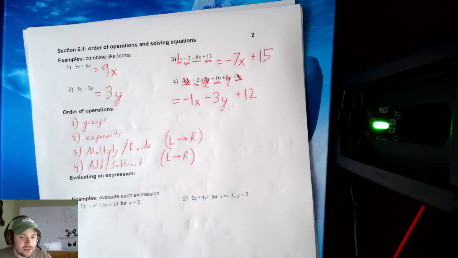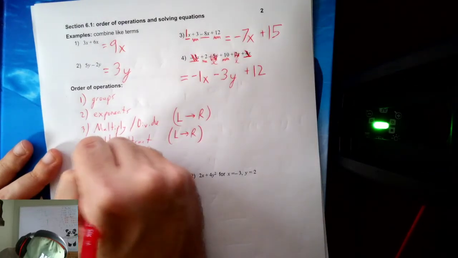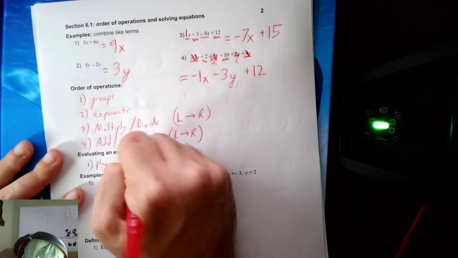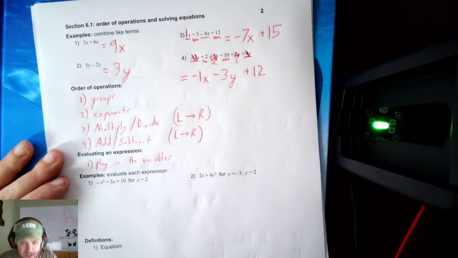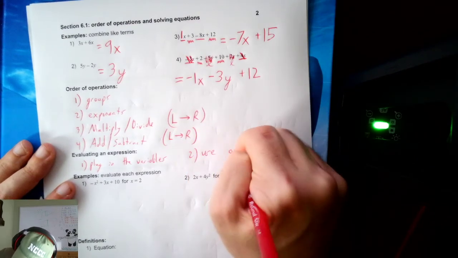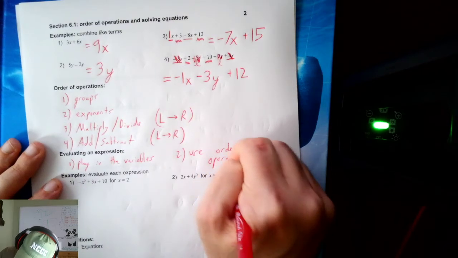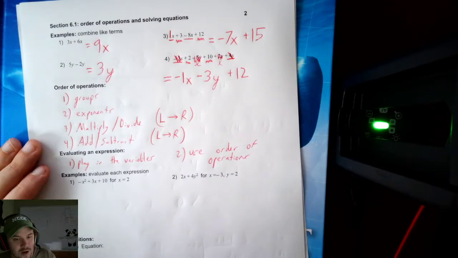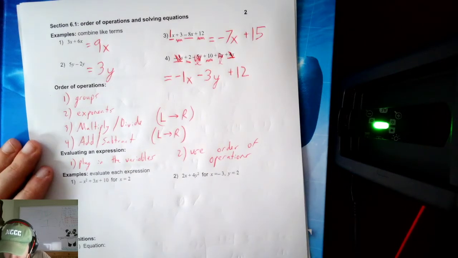Now, we want to use this to evaluate some expressions. So here, to evaluate an expression, the first step is plug in the variables. We plug in any variables, and then step 2, we use order of operations. We use the order of operations second. So we plug in variables, then we use the order of operations.